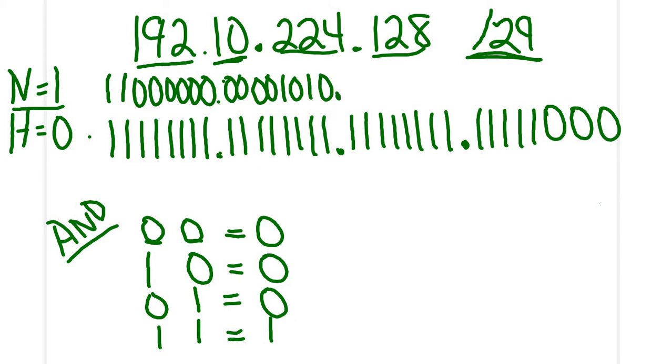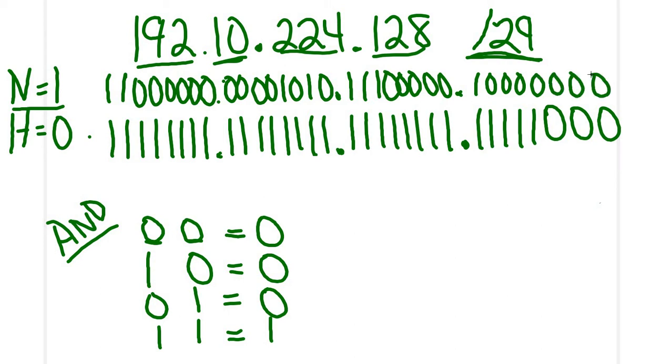Okay. My third octet, I have 224. So for my third octet, I'm going to convert it, and I get 1, 1, 1, 0, 0, 0, 0, 0. Okay? And my last octet, which is 128, that is 1, 0, 0, 0, 0, 0, 0, 0.